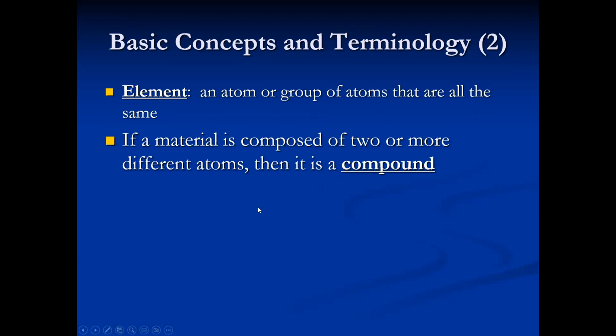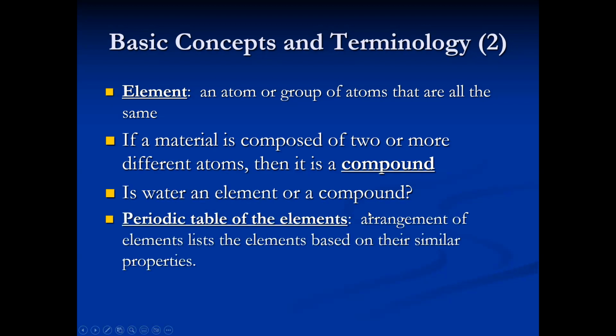So for example, water. The ancients used to think that it was an element because they couldn't break it down, but we know that it can be broken down into both hydrogen and oxygen. So it is not an element, it is a compound. So is water an element or a compound? It's a compound because it's made of two different kinds of atoms, not just one.